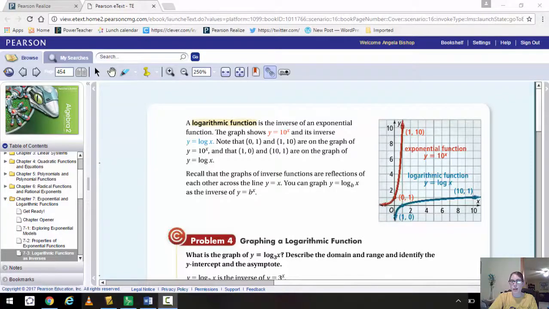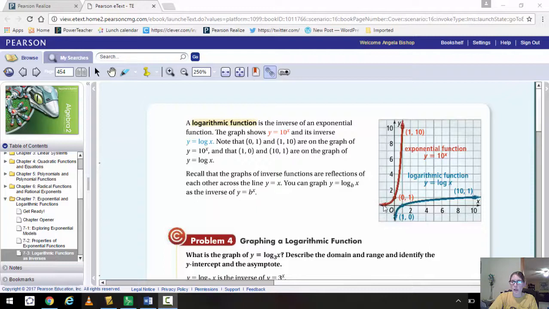Now that we know what a logarithm is and how it works, let's look at what a graph of the logarithmic function looks like. And that's what I have up here. So I wanted to point you to one of the pages in your textbook. It's on page 454, and hopefully you can see my cursor as it's moving around here.